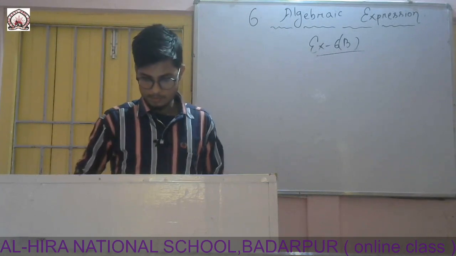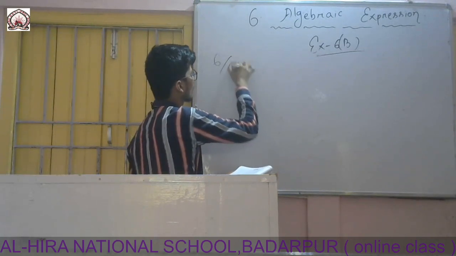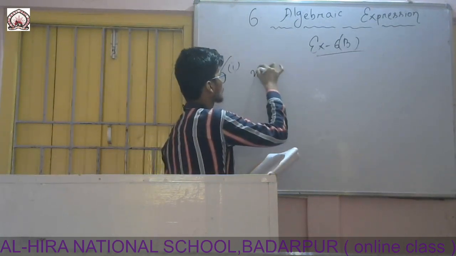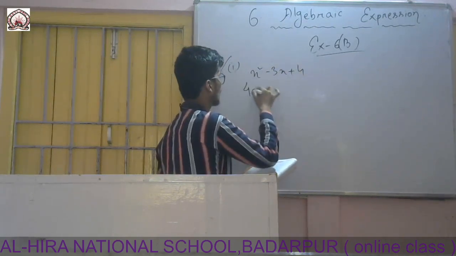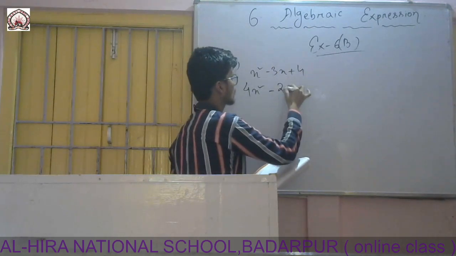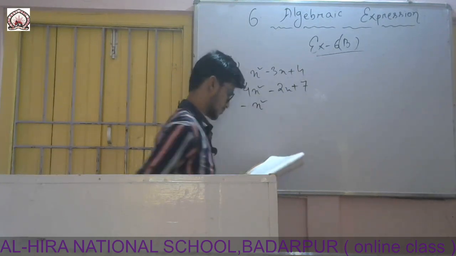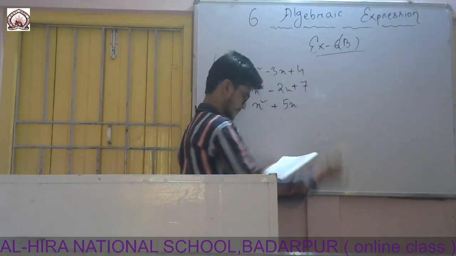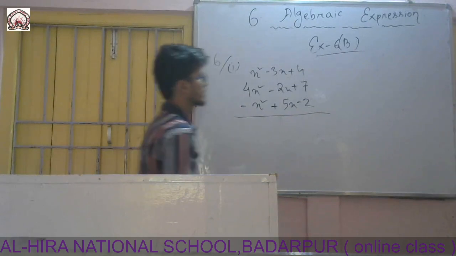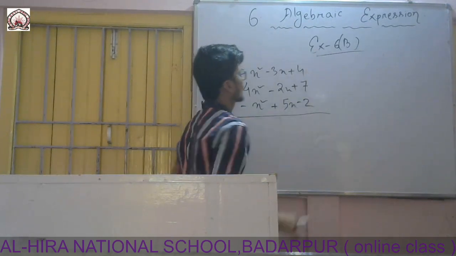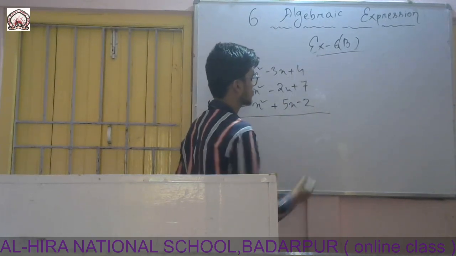Question number 6, Roman 1. x square minus 3x plus 4, 4x square minus 2x plus 7, and the last one is minus x square plus 5x minus 2. So I have to add these. Plus plus, it is plus. 4 plus 7 is 11. Then again plus minus, it is minus. 11 minus 2 is 9.